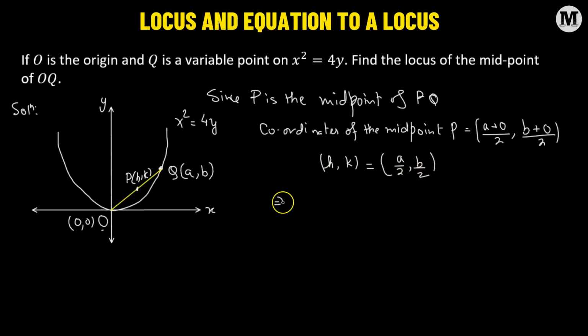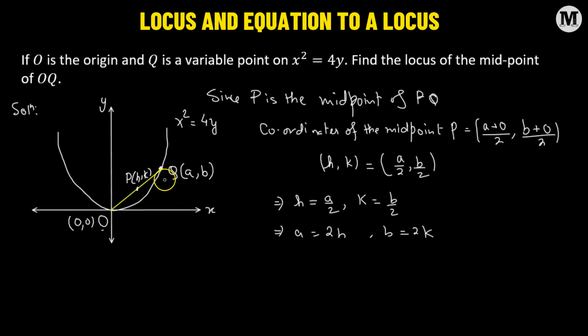Now if we equate the coordinates, h equals a over 2 and k equals b over 2, which means we can write a in terms of h as 2h and b in terms of k as 2k. We're going to keep it aside for the time being.